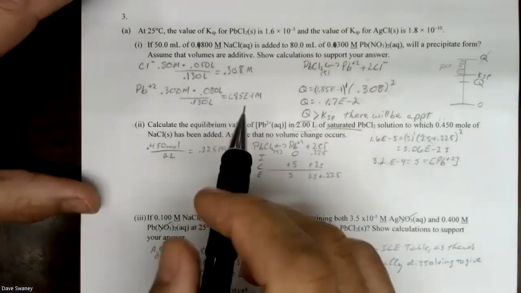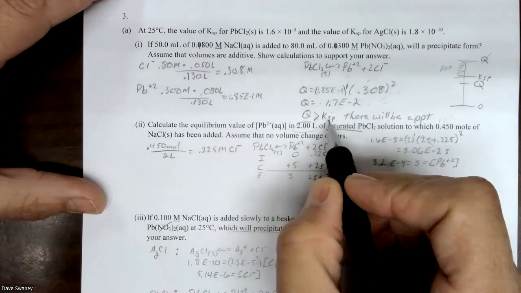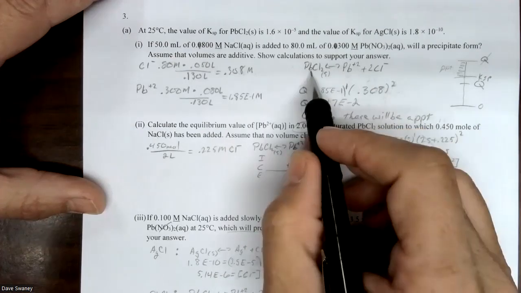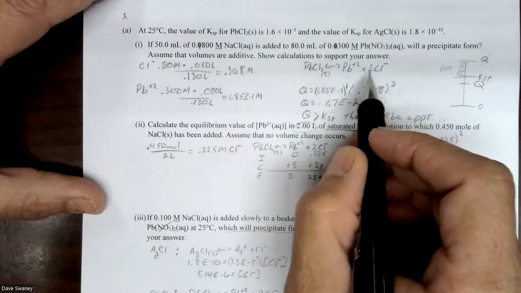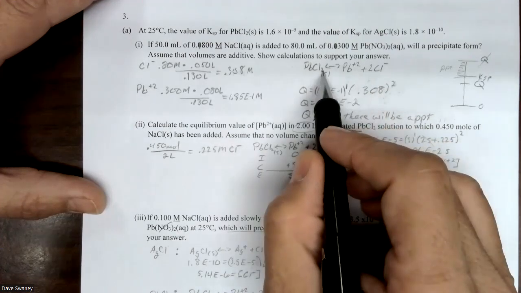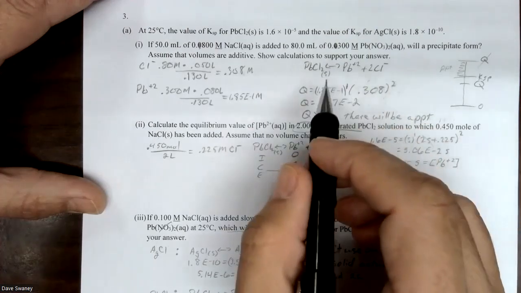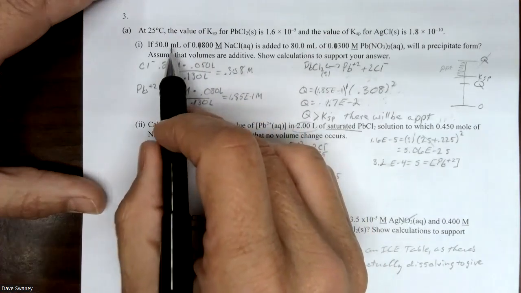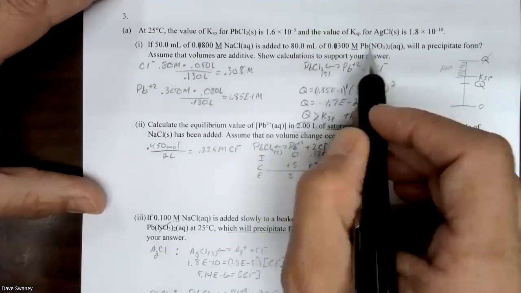Number 3, we want to know if there will be a precipitate. That means we need to compare Q to KSP. What do we need for Q? We need the molarities of the ions. So let's write out the equation for the dissolving of the solid and make sure that we put a 2 there because there were 2 chloride ions that will come out. So what are the molarities? Well, we know the molarity and the liters of the Cl minus and the molarity and the liters of the Pb.